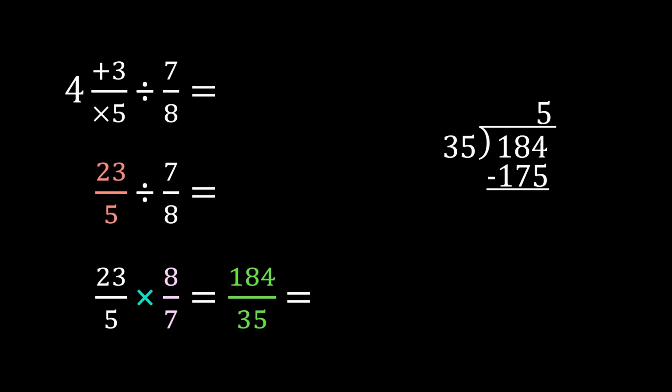5 times 35 is 175, and when I subtract, I get 9. So my quotient of 5 becomes my whole number, my remainder of 9 is my numerator, and my denominator of 35 remains the same. So my final answer is 5 and 9/35.